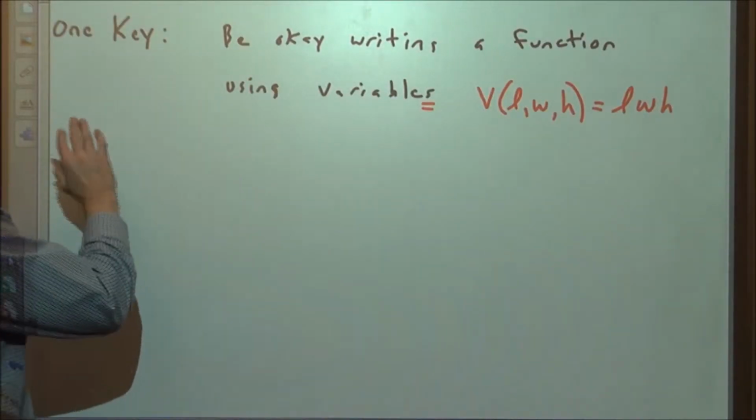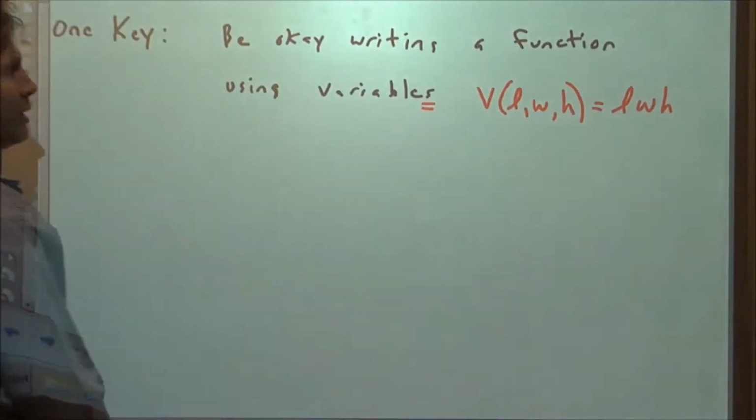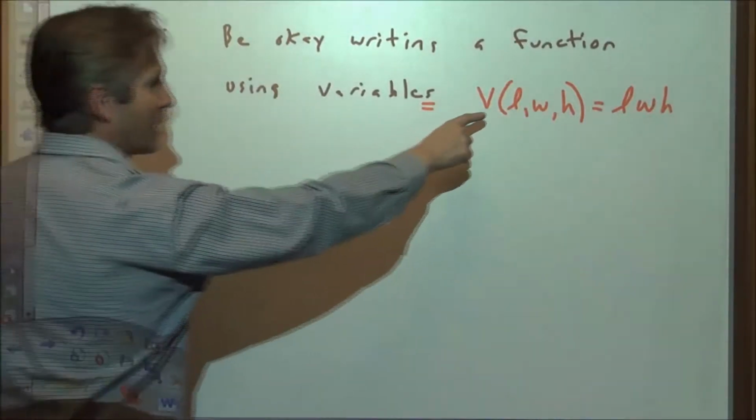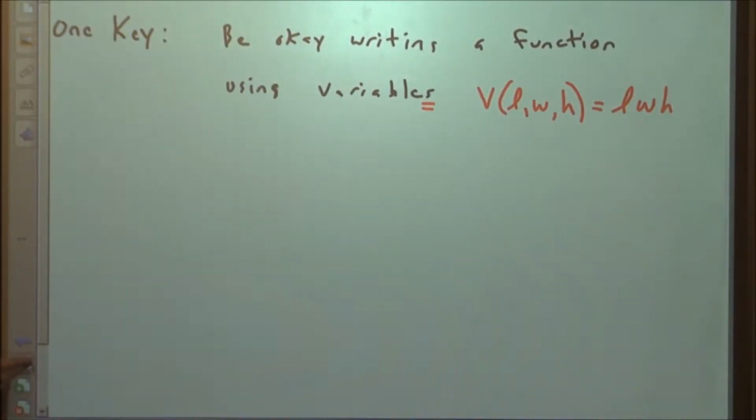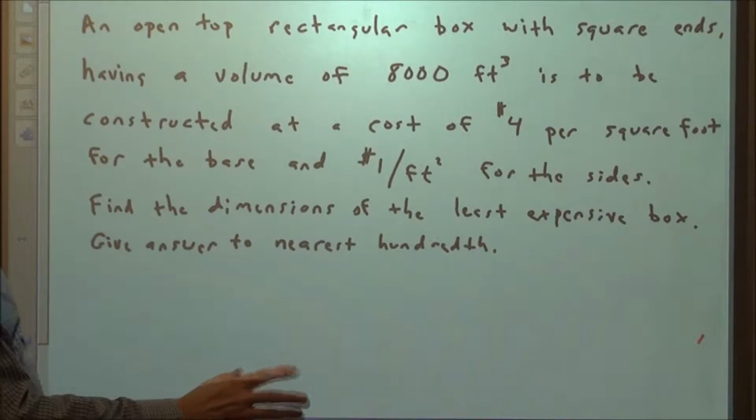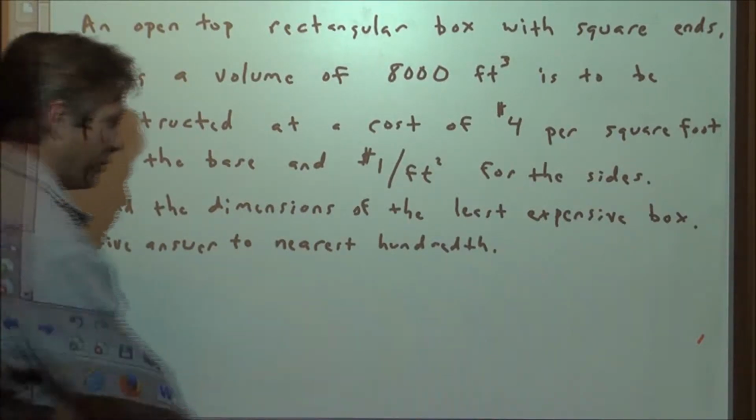So again, a big key to this situation is to be okay writing a function using more than one variable, like the volume function as a function of 3 different dimensions or 3 different variables. Okay, so we have an open top rectangular box with square ends having a volume of 8,000 cubic feet, and it's to be constructed at a cost of $4 per square foot for the base and then $1 a square foot for the other sides. Find the dimensions of the least expensive box and give the answer to the nearest hundredth.